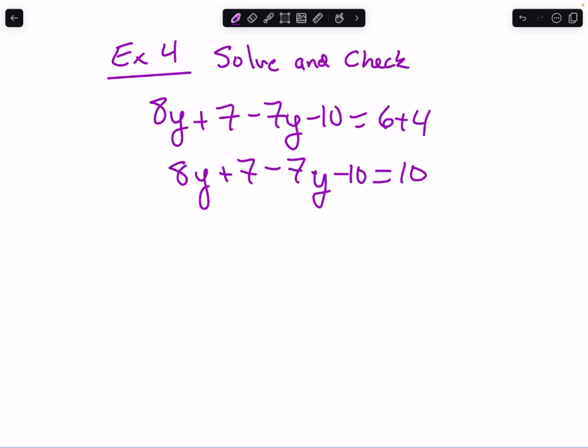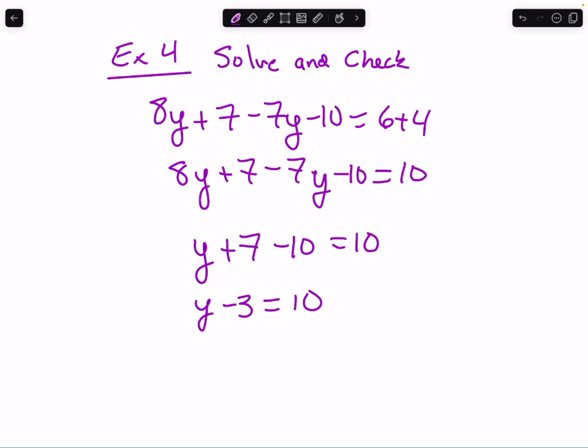Now on the left-hand side, we can combine like terms. We have an 8y and a negative 7y. 8 minus 7 is just 1, so we have y plus 7 minus 10 equals 10. 7 minus 10 is a minus 3, so y minus 3 equals 10.